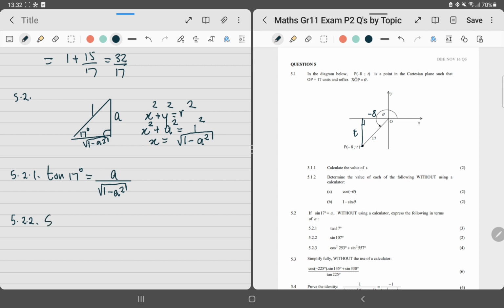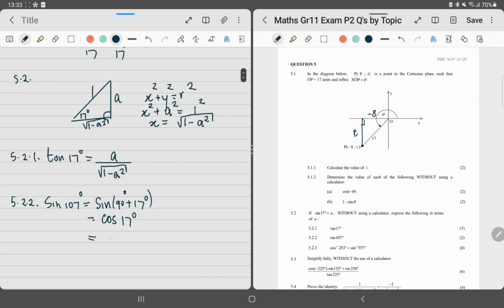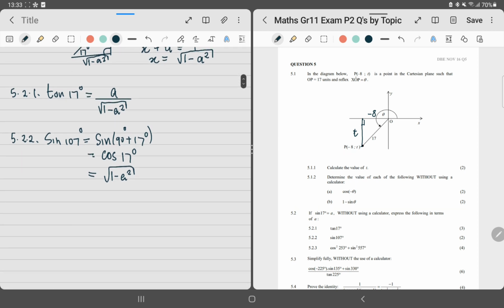5.2.2. Sine 107. This is sine of 90 degrees plus 17. It's 90 plus, so it's in the second quadrant. In the second quadrant, sine is positive, but because we have used 90, sine is going to change to a cos. So cos is adjacent over the hypotenuse. The hypotenuse is 1. So that's the answer.